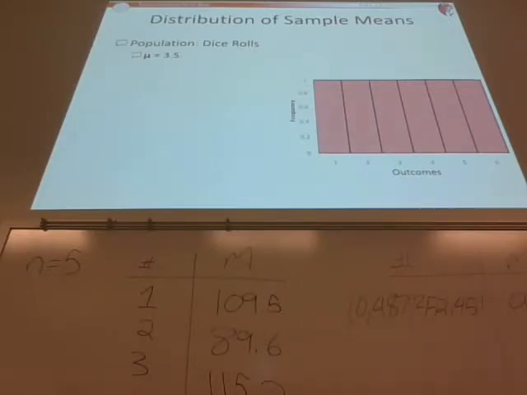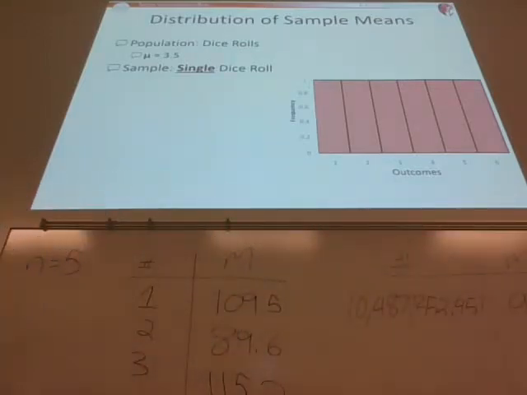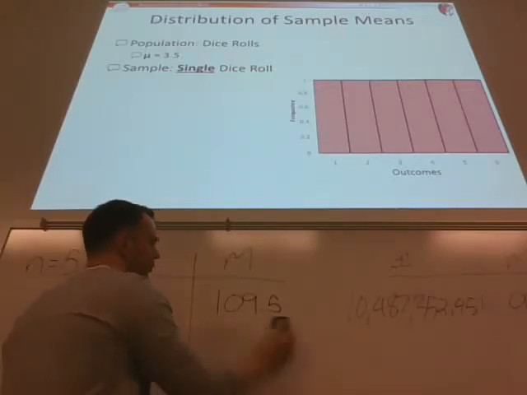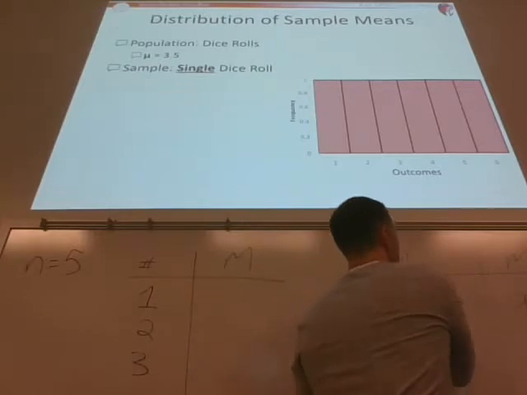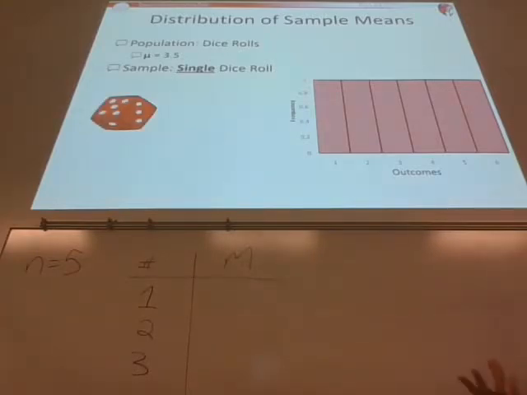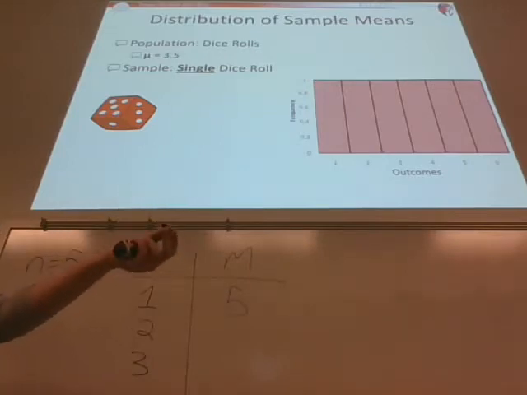That's a population. What about a sample? Well, let's say that you're starting with a sample of single dice rolls, a sample of just one dice. You roll your dice, and you take a look at what comes up, and you're like, okay, that's a 5. The mean of a single dice roll will be 5 divided by the number of rolls, which is 1. 5 divided by 1, you get a mean of 5.